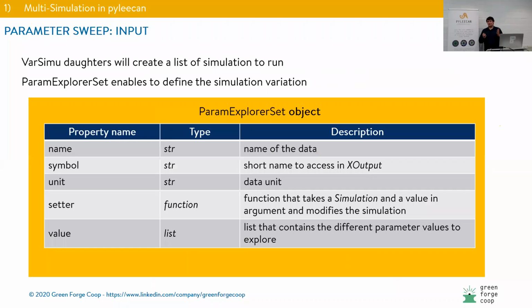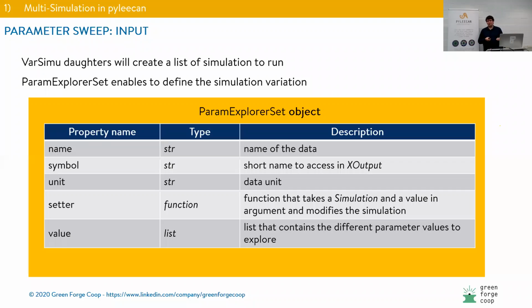So now the idea is that I will present you how we define a parameter sweep within Pyleecan. So the idea of a parameter sweep is that we have a reference simulation and we want to find what is the effect, for instance, of the width of the magnet or the height of the slot on a particular output, for instance, the torque. So the first thing you need to do to define such a simulation is that we'll define a param explorer object.